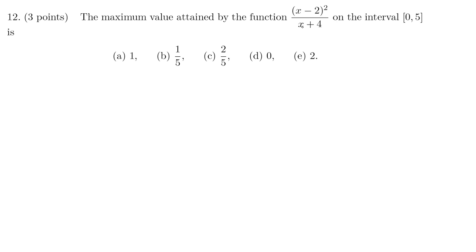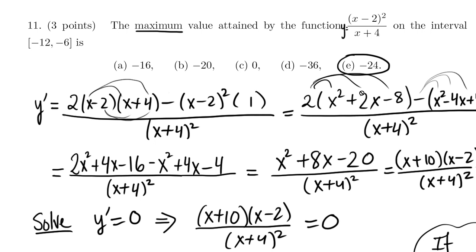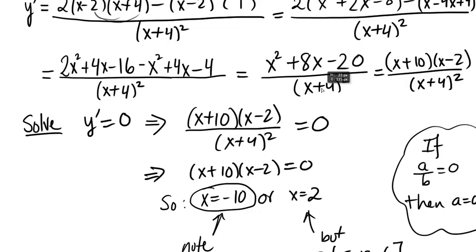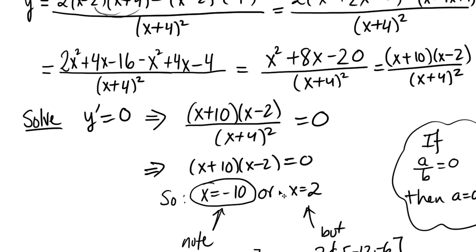By the way, again, this function is undefined at negative 4. But fortunately, negative 4 is not in that interval. So this function is continuous on that interval. What were the critical numbers that we found? There were 2 of them, right? Remember we got rid of one of them? Our critical numbers were negative 10 and 2, right?